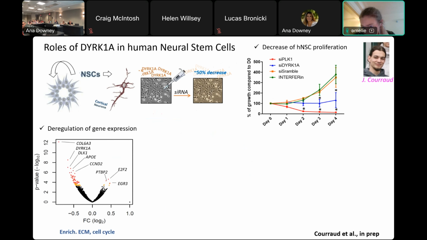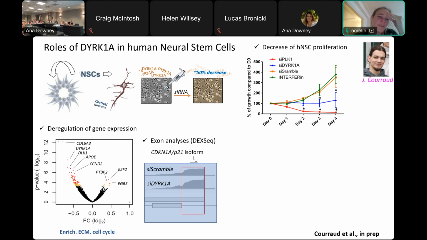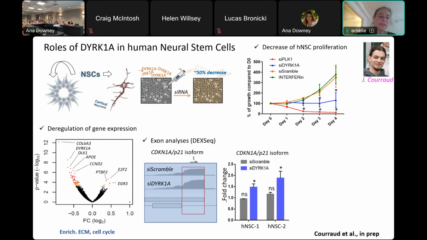We also wanted to see what are the genes that are deregulated when DYRK1A is inactivated, and we performed RNA sequencing. Here, we identify a lot of genes that are down-regulated when DYRK1A is inactivated, and only a few that are up-regulated. I will not have the time to detail all of them, but some were particularly interesting because they are involved in regulation of cell state, cell cycle, and other things.